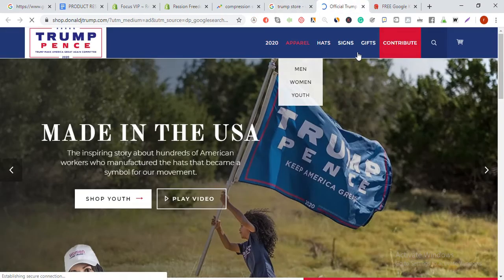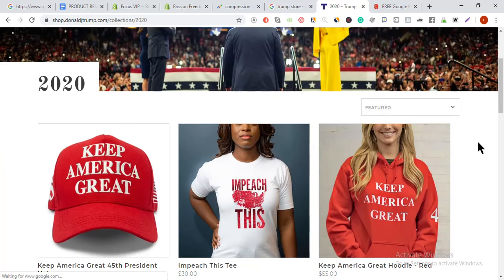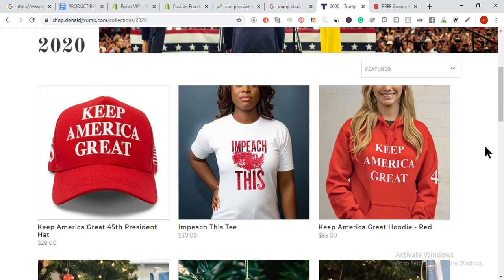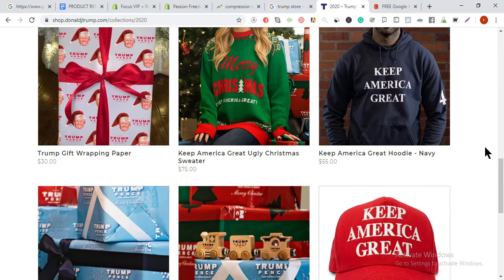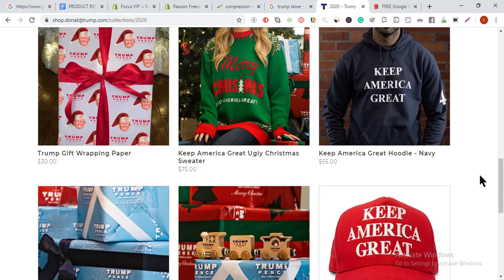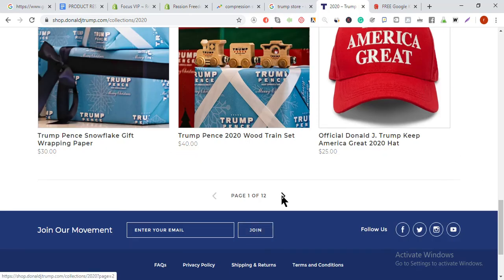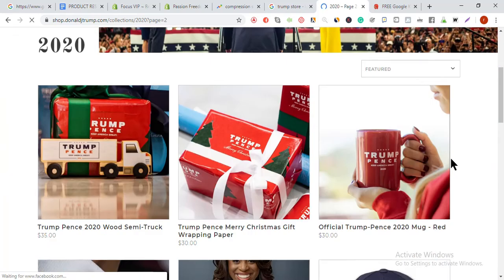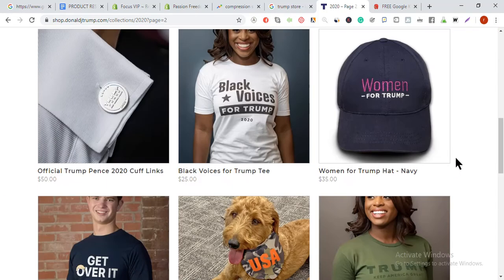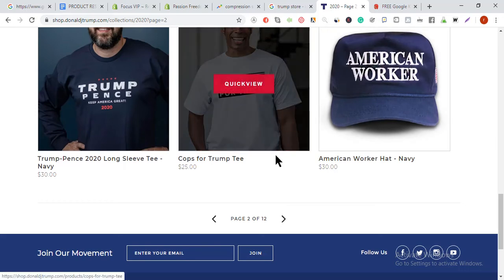So you can spy here all you want. All you have to do is check on the items that they're selling and ask yourself, do we already have this in the store or not? And then you go from there. Like this one, you should have this. Yeah, for Christmas, but I think it's too late for that right now. Also, cups for Trump.